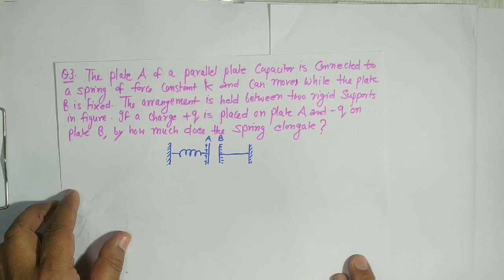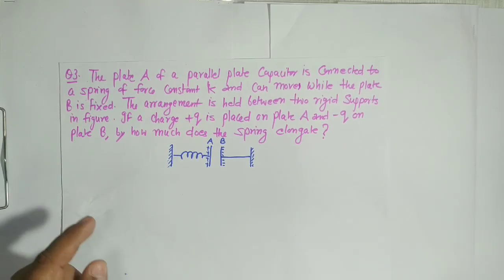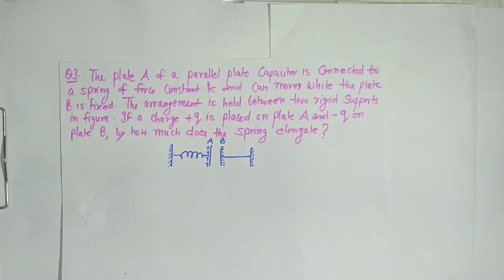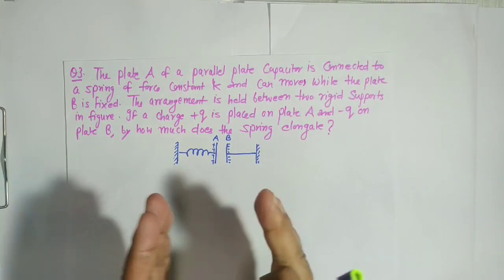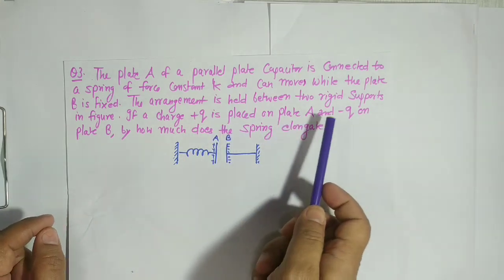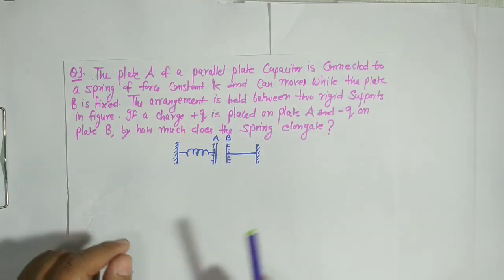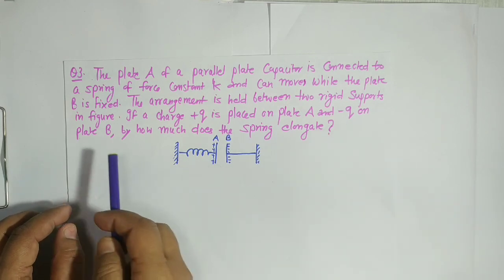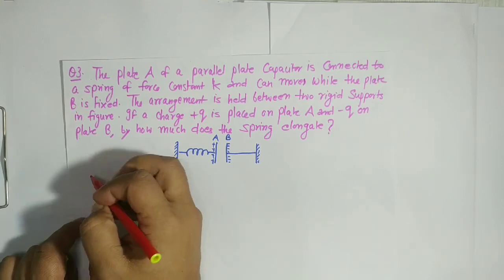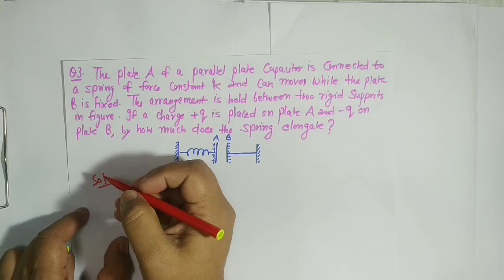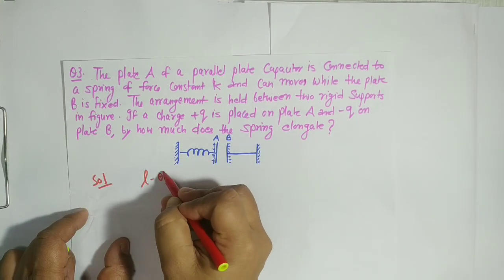Question number 3 is very important. The plate A of a parallel plate capacitor is connected to a spring of force constant K and can move, with plate B fixed. The arrangement is held between two rigid supports. If a charge Q is placed on plate A and minus Q on B, by how much does the spring elongate? You have to find the elongation of the spring. Can we find it? Yes, very easy. You all know that, suppose L is the elongation.